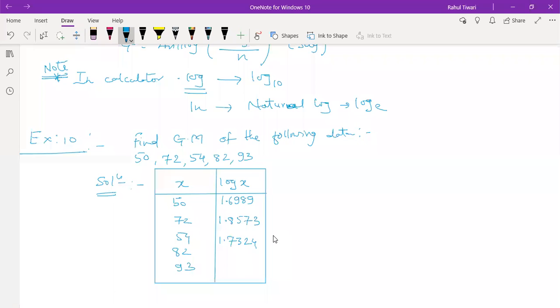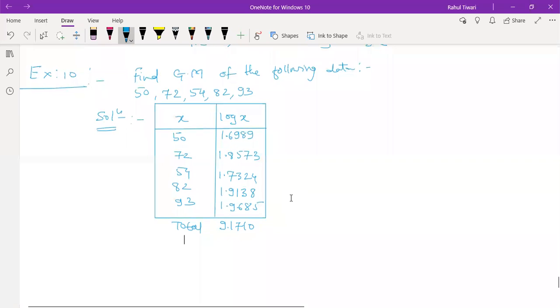1.7324, 1.9138, 1.9685. Just make it total. So the total becomes 9.1710. See that the total you are getting is the same. If you cross check this, then use the formula for G.